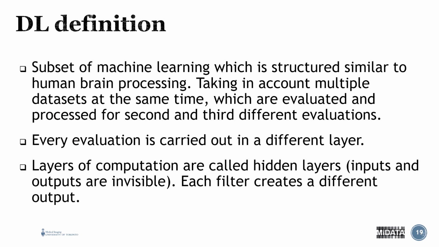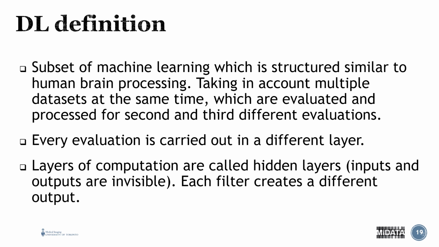So, deep learning is a subset of machine learning, which is structured similar to human brain processing, which once again we discussed in the first lecture. Now, it takes into account multiple data sets at the same time, which are evaluated and processed for second and third different evaluations. So this is where it gets complex, and where this complexity can lead to better accuracy for your problem.